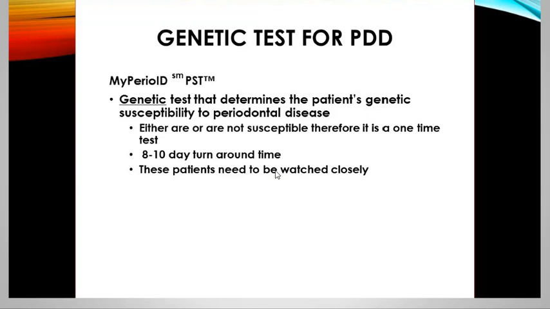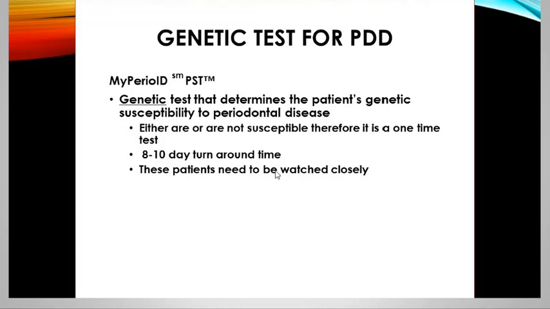Another test that we can run is a genetic test for periodontal disease. We would typically run this test to determine the patient's genetic susceptibility to periodontal disease, and it takes about 8 to 10 days. Once again, this is a spit in a cup test, and the saliva is sent to the lab.